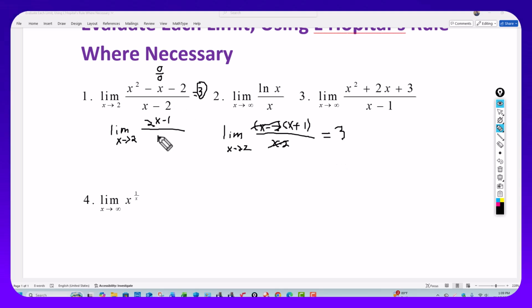So this is a case where I didn't really need L'Hopital's rule. I can do the work here and get the answer using algebraic principles.